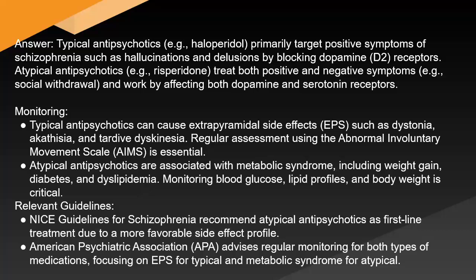Relevant guidelines. NICE guidelines for schizophrenia recommend atypical antipsychotics as first-line treatment due to a more favorable side effect profile. The American Psychiatric Association (APA) advises regular monitoring for both types of medications, focusing on EPS for typical and metabolic syndrome for atypical.